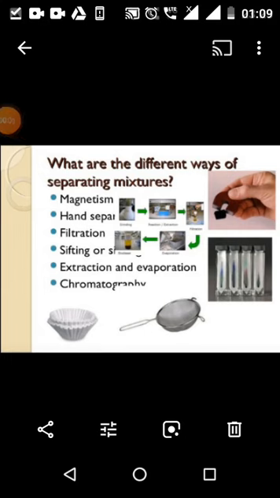Next, we can study the different ways of separating mixtures. First one is magnetism, hand separation, filtration, sifting or sieving, extraction and evaporation. And the last one is chromatography.